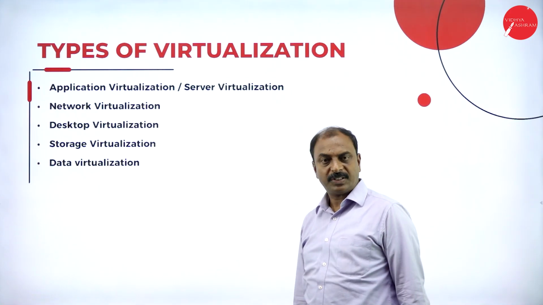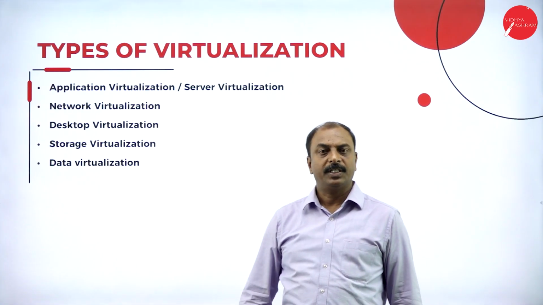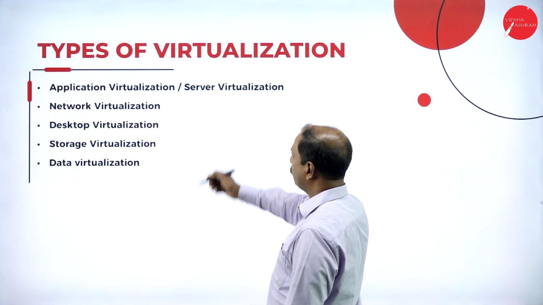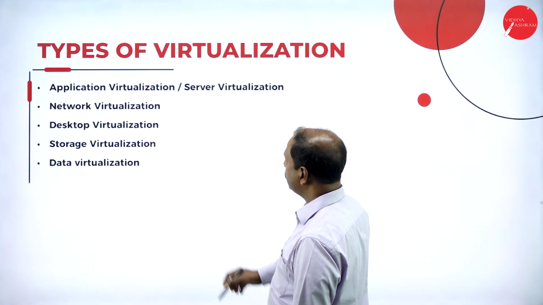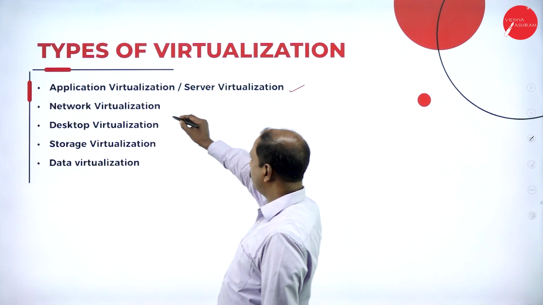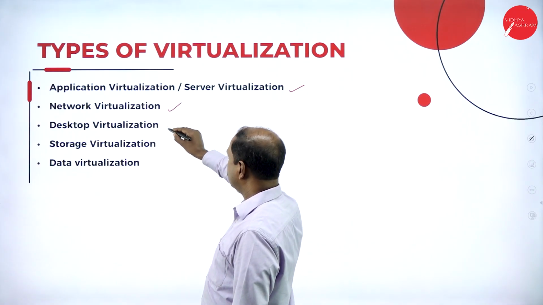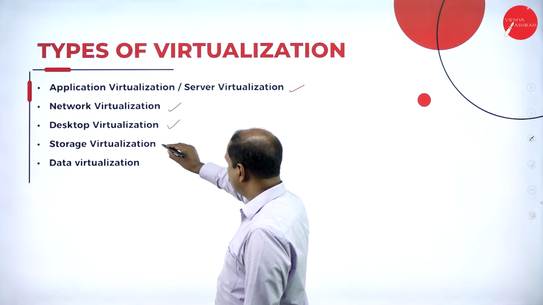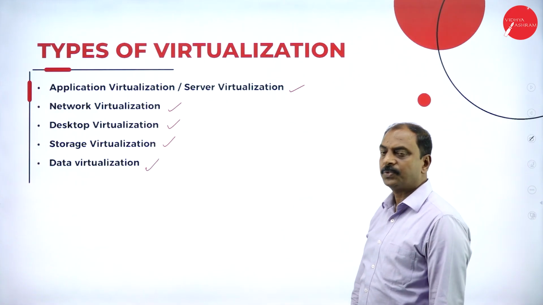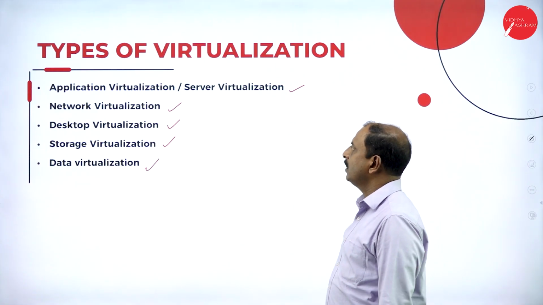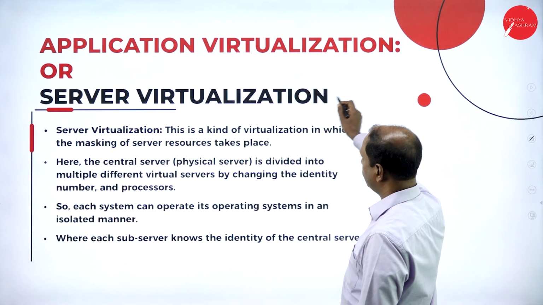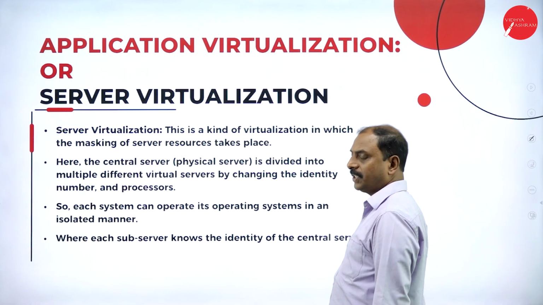In our previous session, we learned the definition of virtualization. Now let us see the types of virtualization. First one is application or server virtualization, then network virtualization, desktop virtualization, storage, and data virtualization. These are all different types of virtualization. Now let us start with application virtualization or server virtualization.